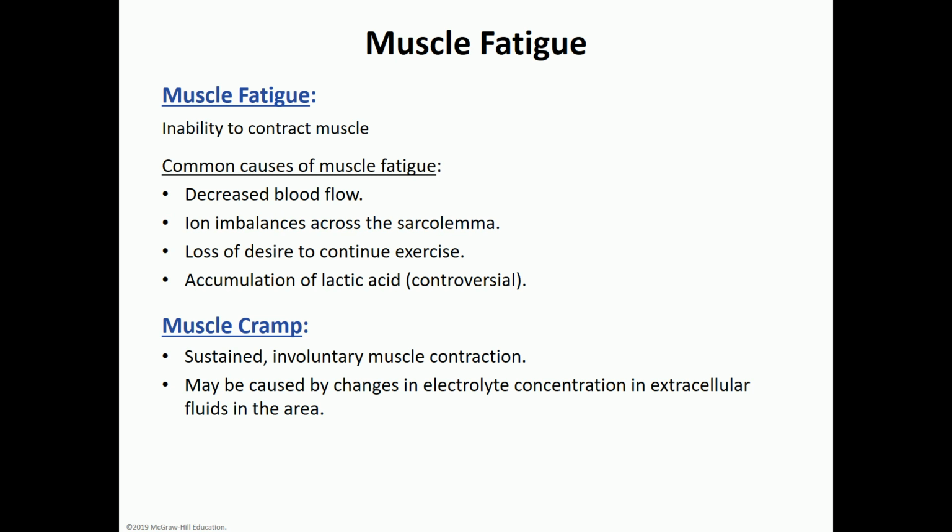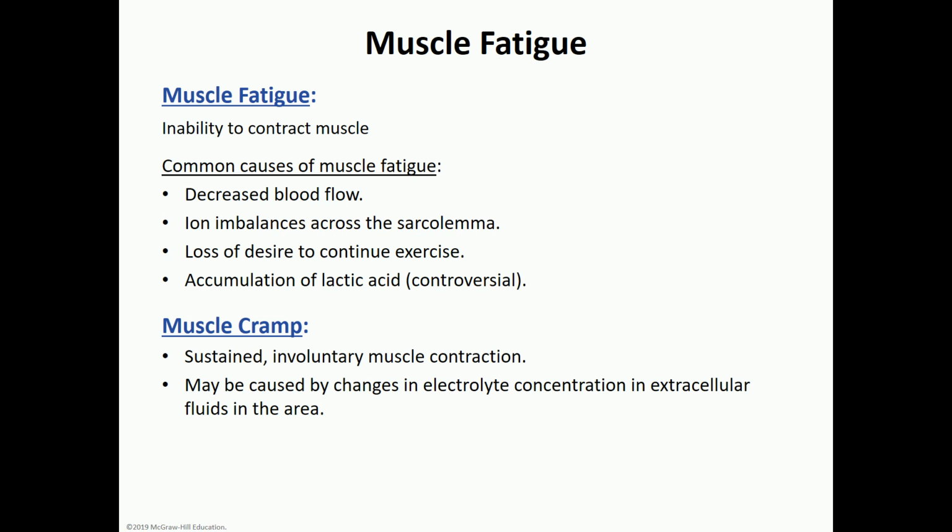Maybe it's just the stress of the process. And that's why when people start cheering them on, that kind of energizes them to continue. There might be the accumulation of lactic acid, but it is a little bit controversial whether it actually has a role or not. But these are all different hypotheses and different reasons why muscle fatigue would occur.